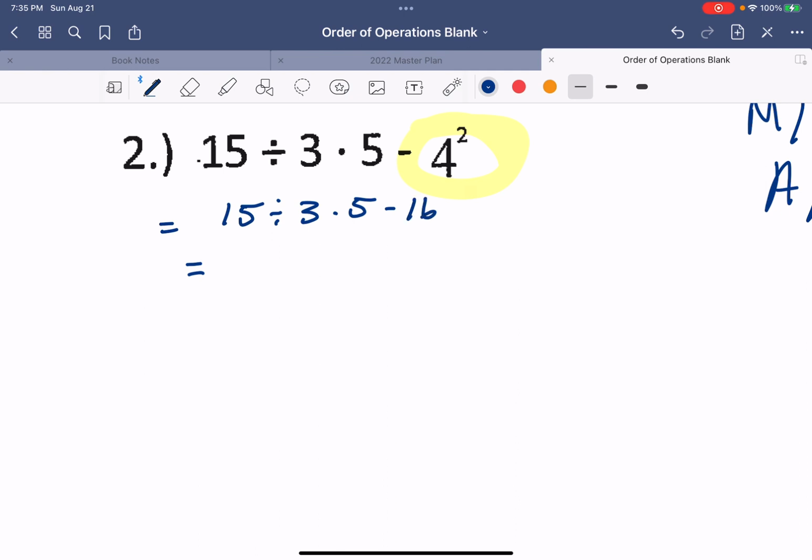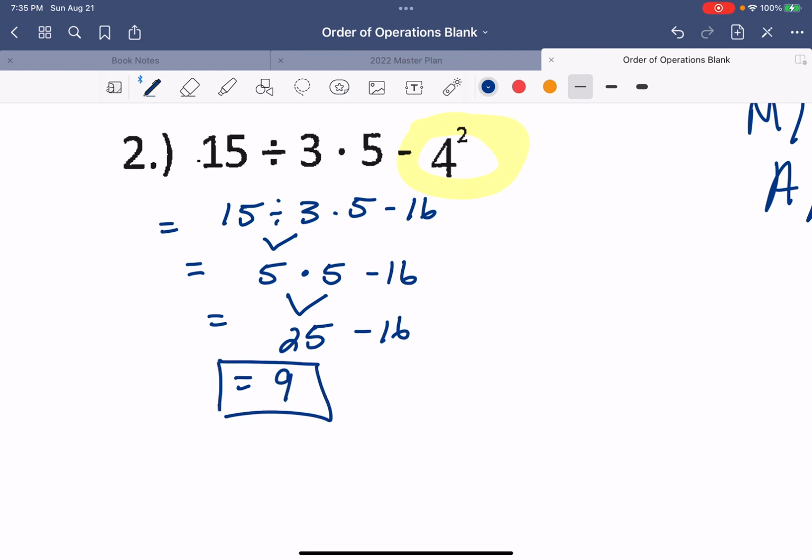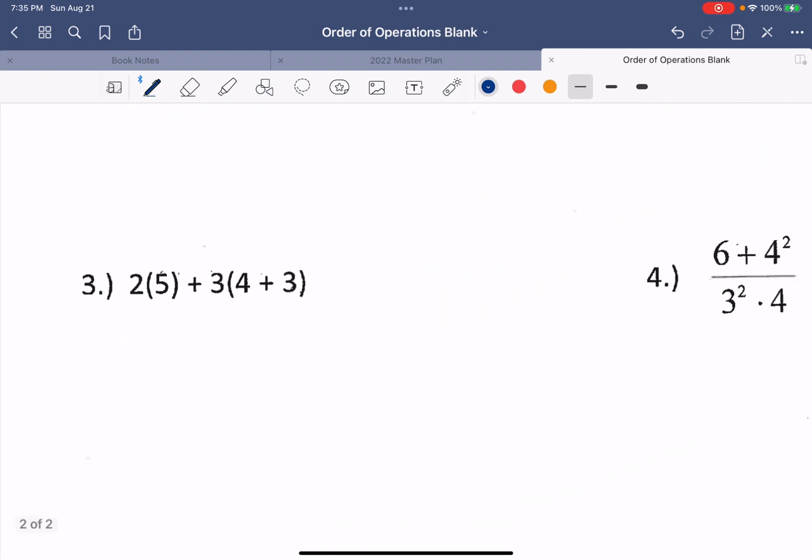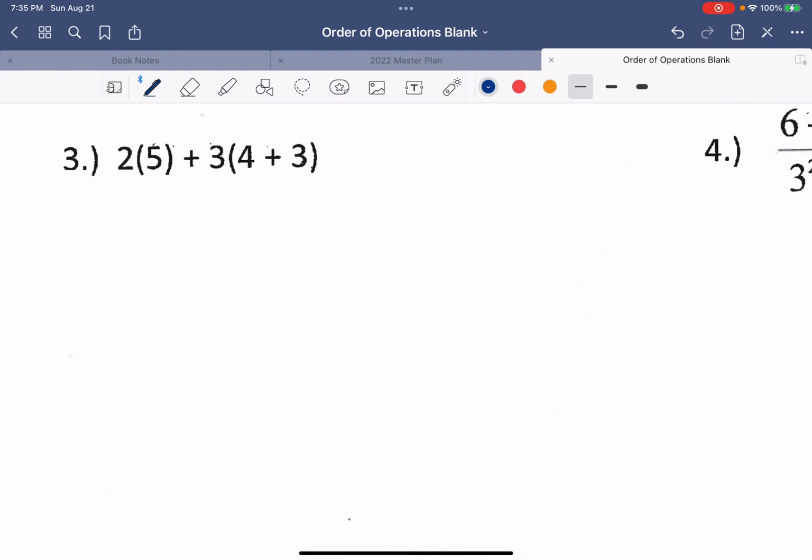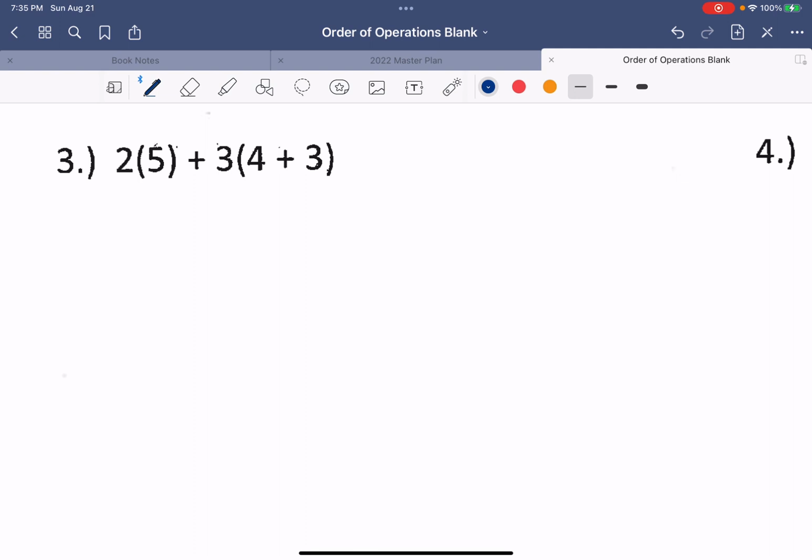All right, now let's go left to right, multiplication and division. 15 divided by 3 is 5, times 5, minus 16. Much better. Okay, and then multiplication comes before subtraction. 5 times 5 is 25, minus 16. And when you complete that problem, you should get the answer 9. Okay, so see, Mrs. Baxter makes mistakes all the time, and it's okay. We can always go back and fix it, right?